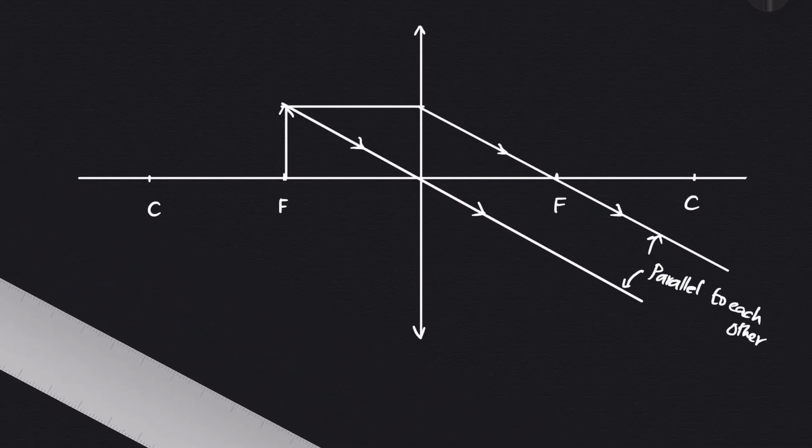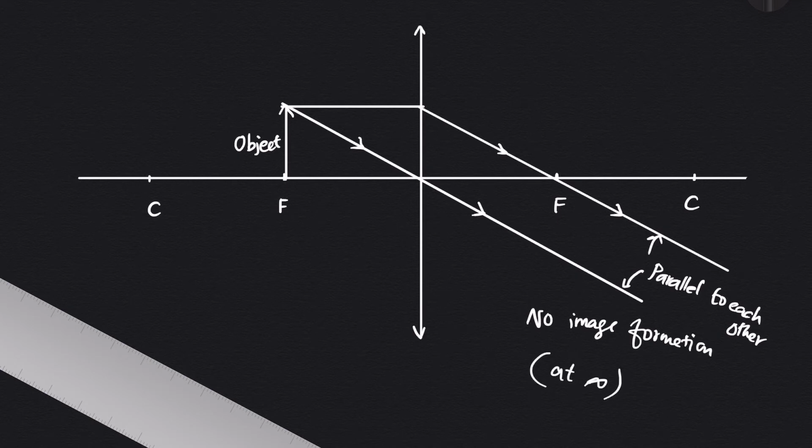The question comes back, then where will you get an image? This is the point that I was trying to make before. When you draw the object at the focus, there is no image formation. Because these lines extend to infinity, the image forms at infinity. Because there is no image at infinity anywhere, we will never get an image. That's why there is no image formation when you keep the object at the focal point.